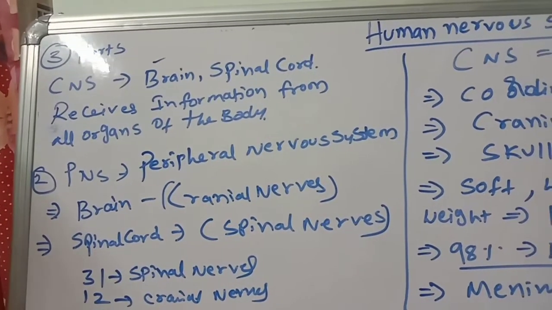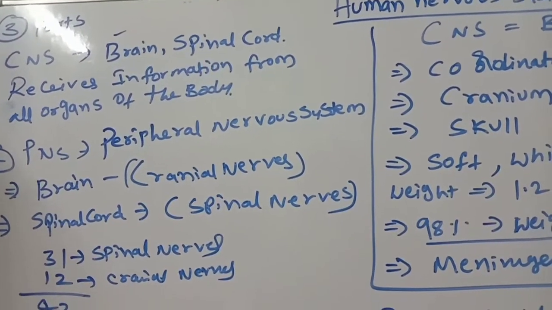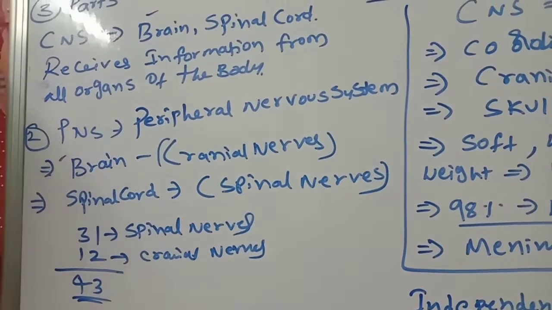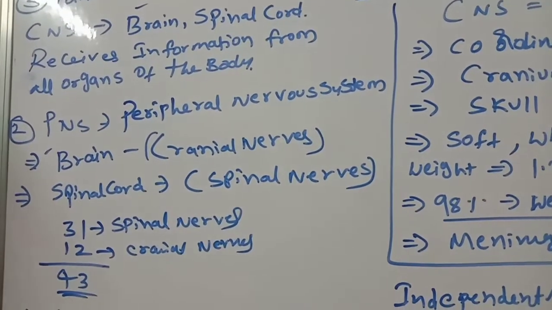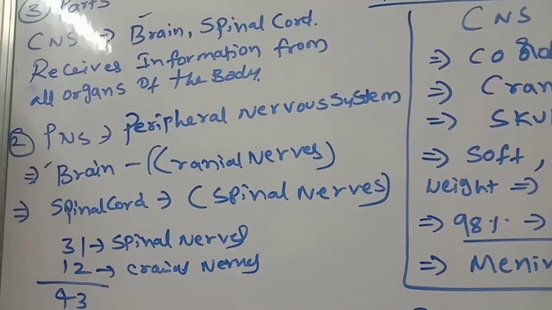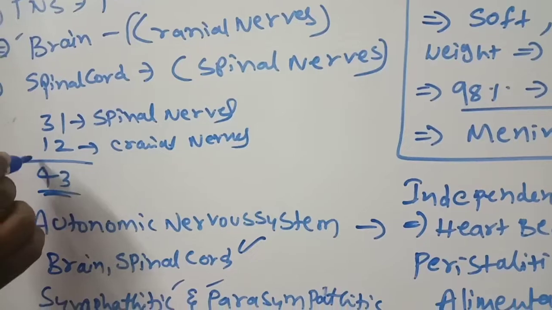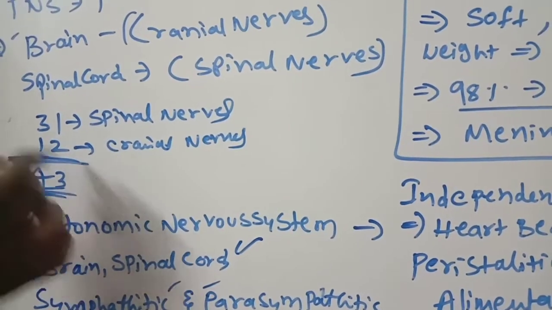Peripheral nervous system. The peripheral nervous system contains the nerves. The nerves which come out from the brain are called cranial nerves, and the nerves which come out from the spinal cord are called spinal nerves. There are nearly 31 spinal nerves and 12 cranial nerves, together called 43.